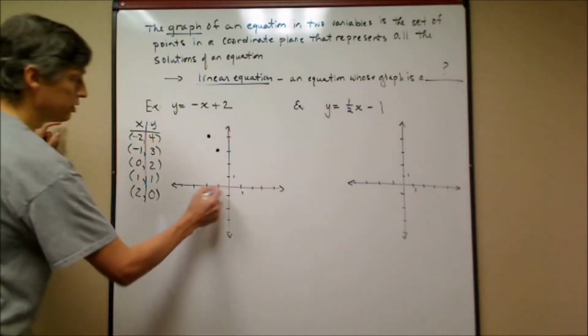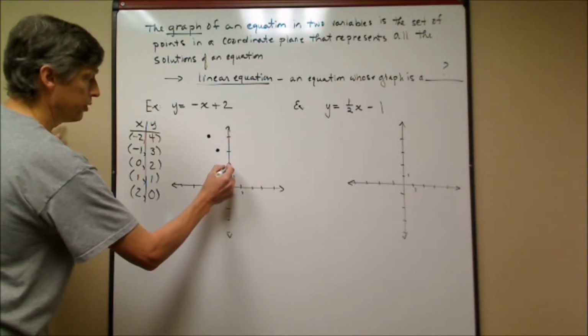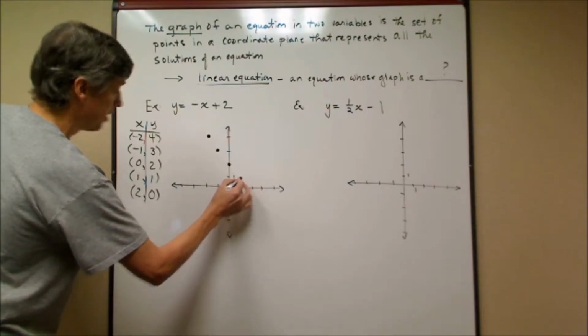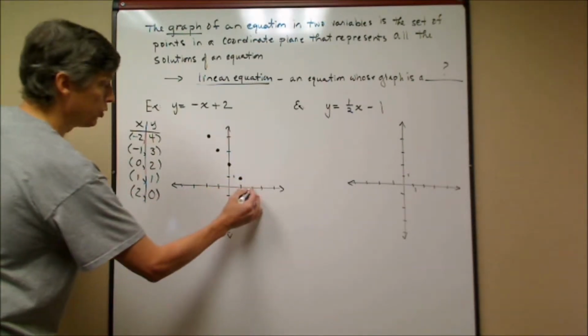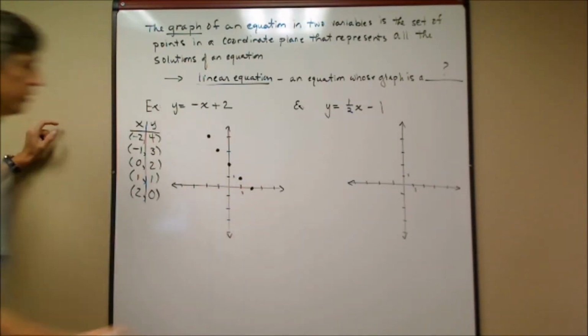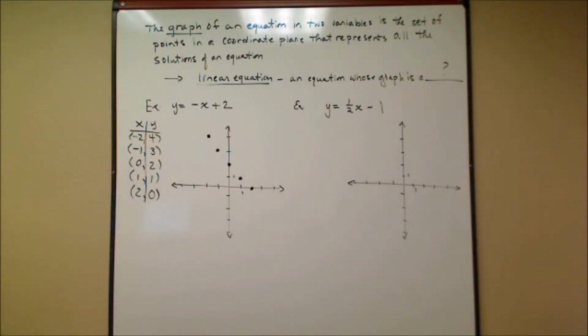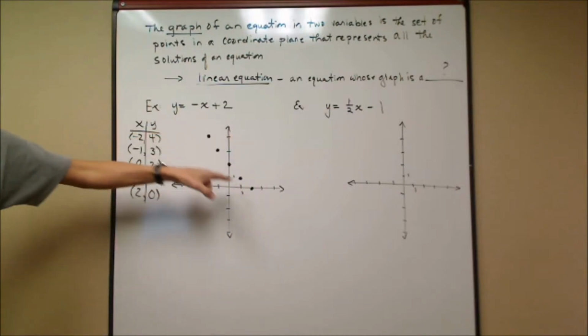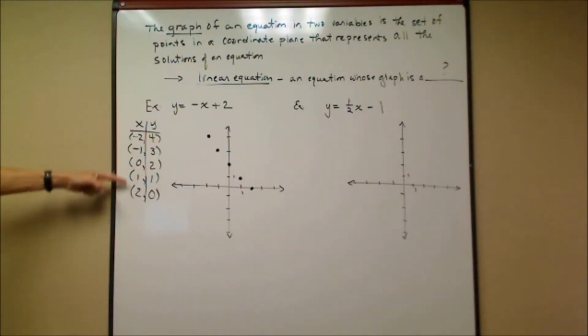0, 2. 0 right or left, up 2 units. 1, 1. 1 to the right, up 1 unit. And 2, 0. That's 2 to the right, not up or down any units. Now, even though my graph is a little crooked here, hopefully you can see that these 5 points, all representing solutions to this equation, are on the same line. They're collinear.